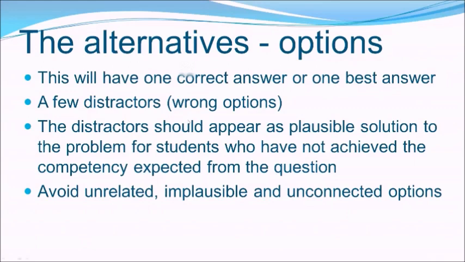It is more important to have distractors that appear like the correct answer. Then only the student who has understood the learning objective that you are expecting can answer the correct one. The person who has not understood the science behind your question will not be able to answer. So the distractor should appear as a plausible solution to the problem for students who have not achieved the competency level expected. Avoid unrelated, implausible, and unconnected options. I'll give you examples for this.